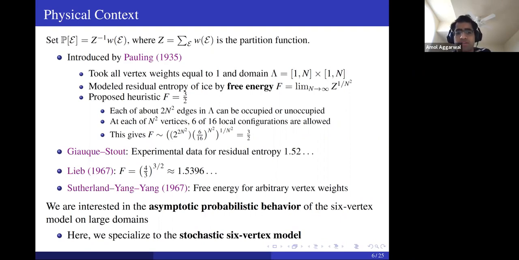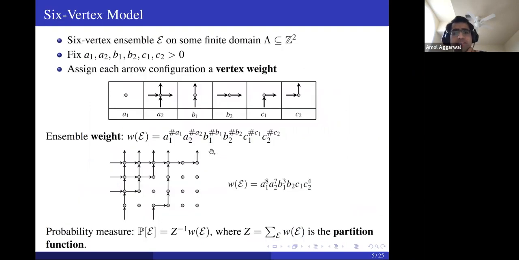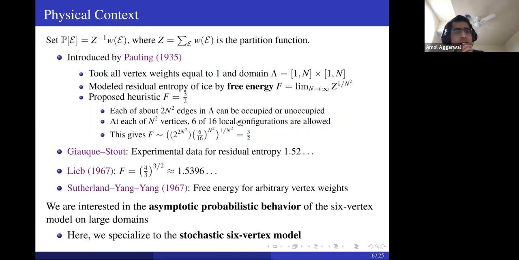That was for the square ice model. And then Lieb, Sutherland, and Yang extended this to the arbitrary situation where the weights are general. These A1, A2, B1, B2, C1, C2 weights are not just one, they're general. And they computed the free energy there. So these are all computations for the free energy of the model, basically the behavior of the partition function. But what we're interested in here is the asymptotic probabilistic behavior.